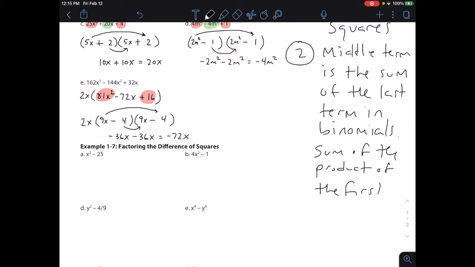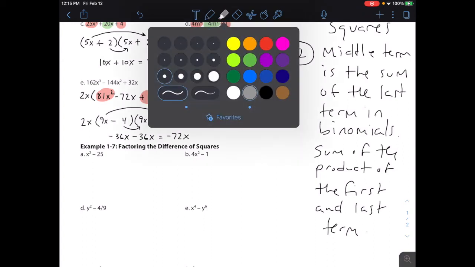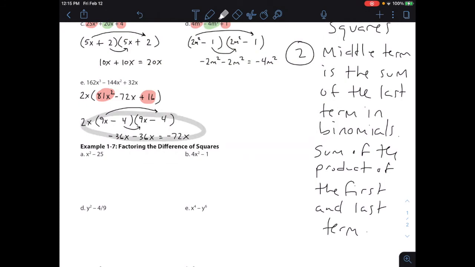Okay, so when I say product, I mean two things multiplied together, right? Holy smokes, I'm using the whole page just for the two rules. I suppose I could have made them smaller. But when I say product, what I mean is that, so for example, in this one, we had to look at the product of 9x and -4, and then -4 and 9x. So that's the product of the first and last term. So that's basically the two rules you need to follow.